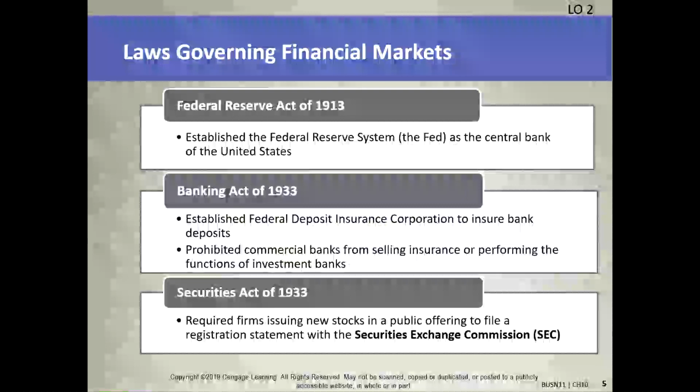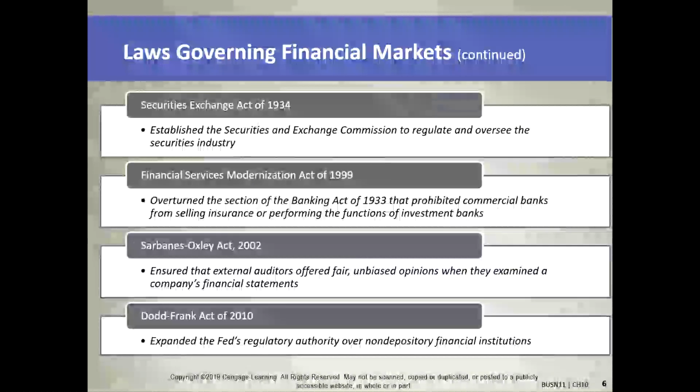The Securities Act of 1933 required firms issuing new stock in a public offering to file a registration statement with the Securities and Exchange Commission, or the SEC. It also basically said that companies couldn't defraud you when issuing stock, that they had to be honest in their disclosures. Then the Securities Exchange Act of 1934 established the SEC to regulate and oversee the securities industry.